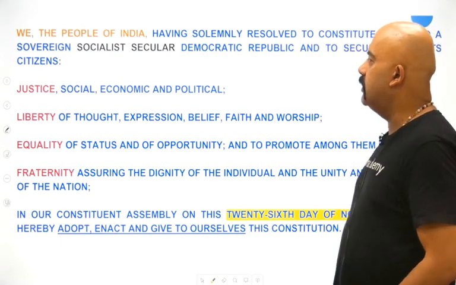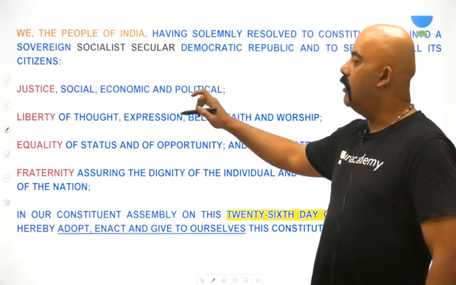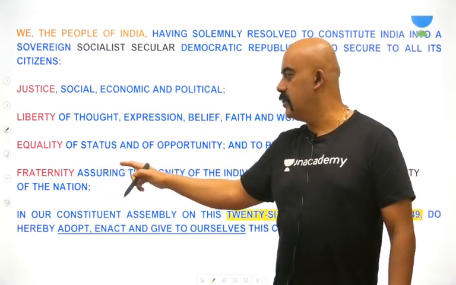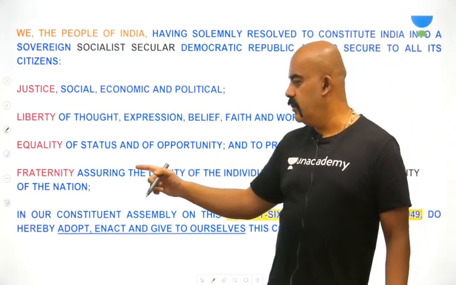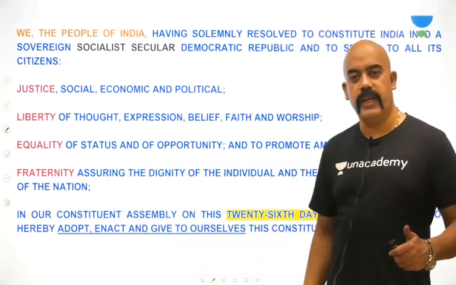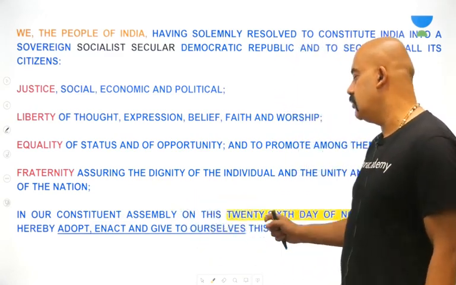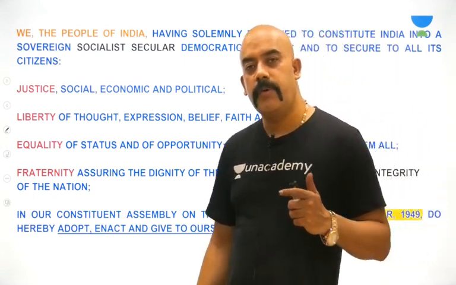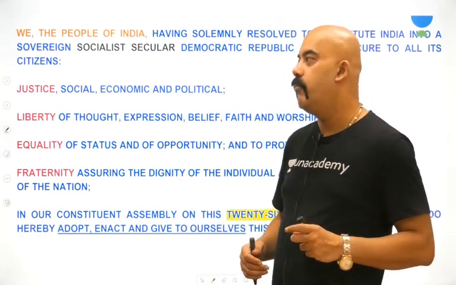We, the people of India, having solemnly resolved to constitute India into a sovereign, socialist, secular, democratic republic, and to secure to all its citizens: justice, social, economic, political; liberty of thought, expression, belief, faith and worship; equality of status and opportunity; and to promote among them all fraternity, assuring the dignity of the individual and the unity and integrity of the nation; in our Constituent Assembly, on this day, 26 November 1949, do hereby adopt, enact and give to ourselves this Constitution. This should be rote memorized. This is very important for you.